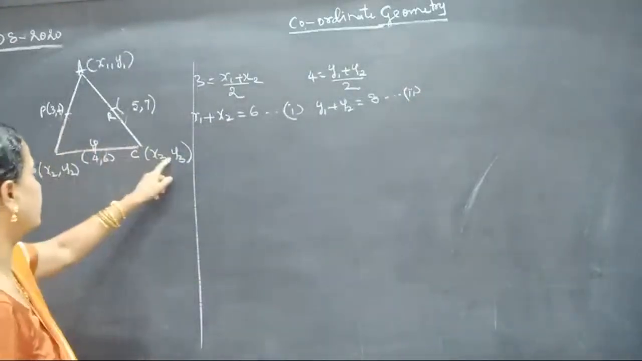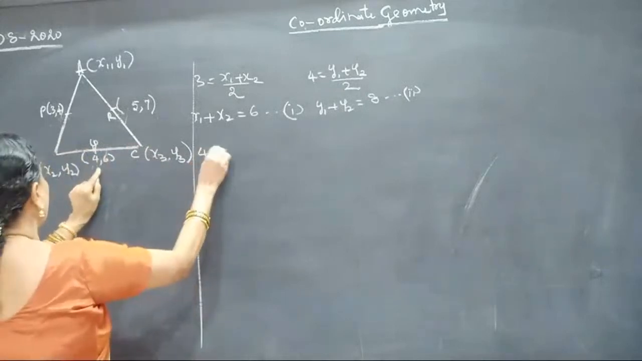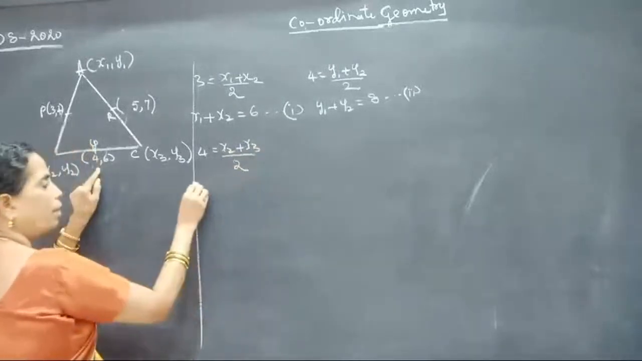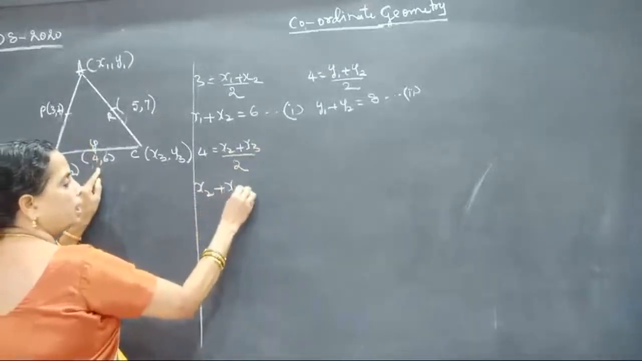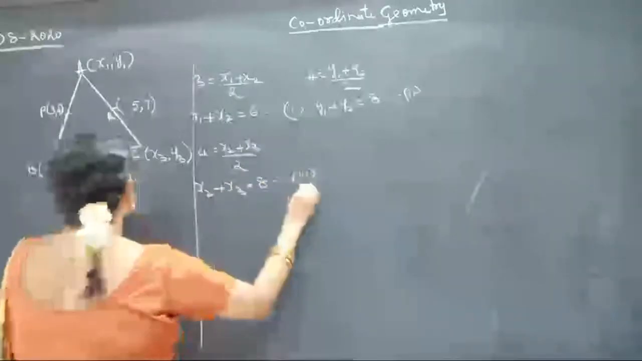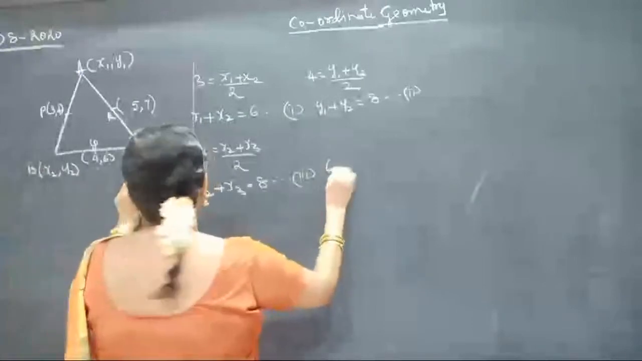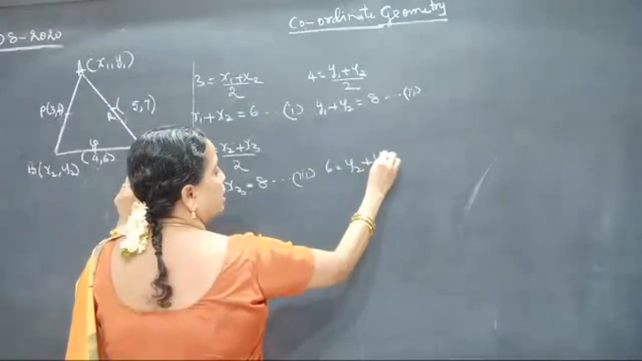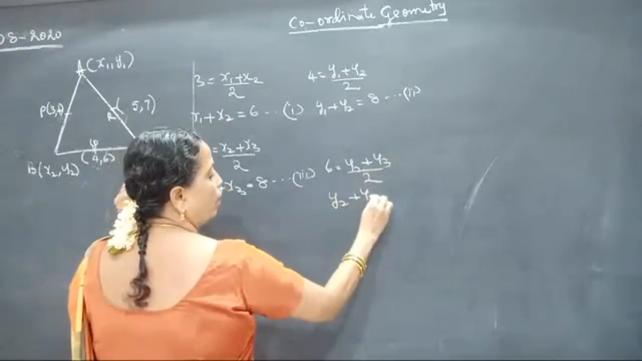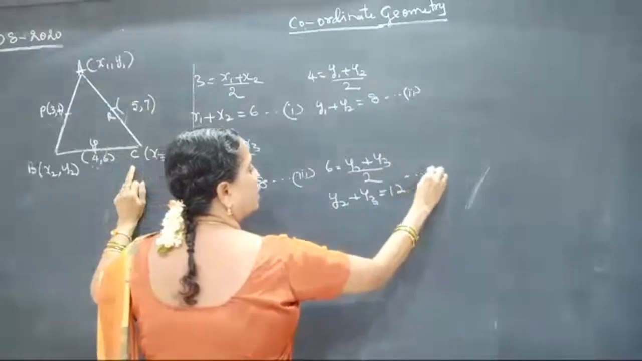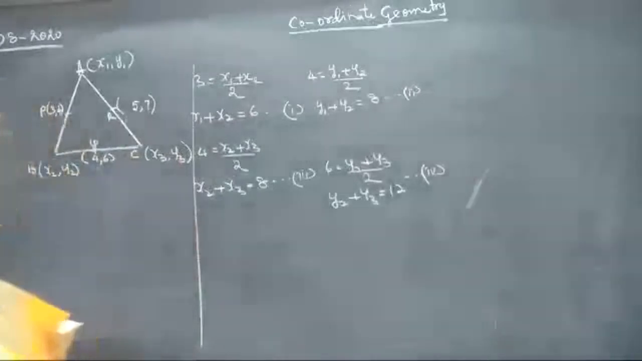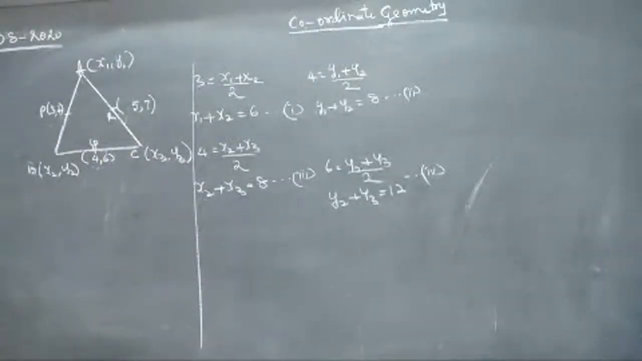Now side BC: 4 equals (x2 plus x3) by 2, so we have x2 plus x3 equals 8. Similarly, 6 equals (y2 plus y3) by 2. Therefore, y2 plus y3 equals 12. Result 4. I hope it is clear to everybody. Using the midpoint formula, I am getting each condition.